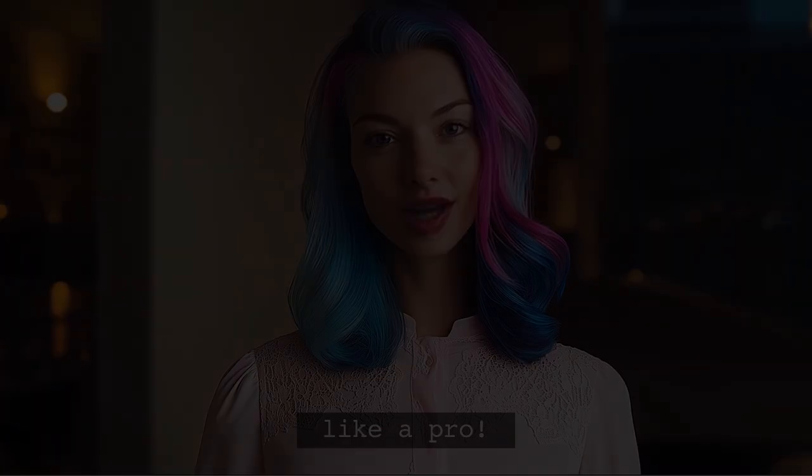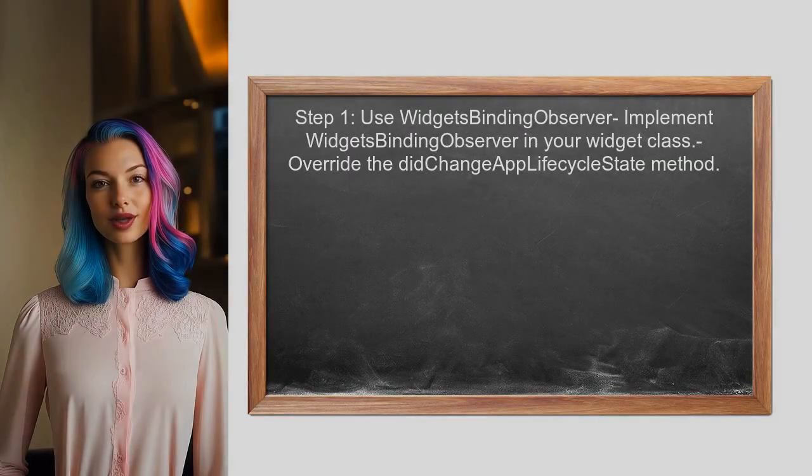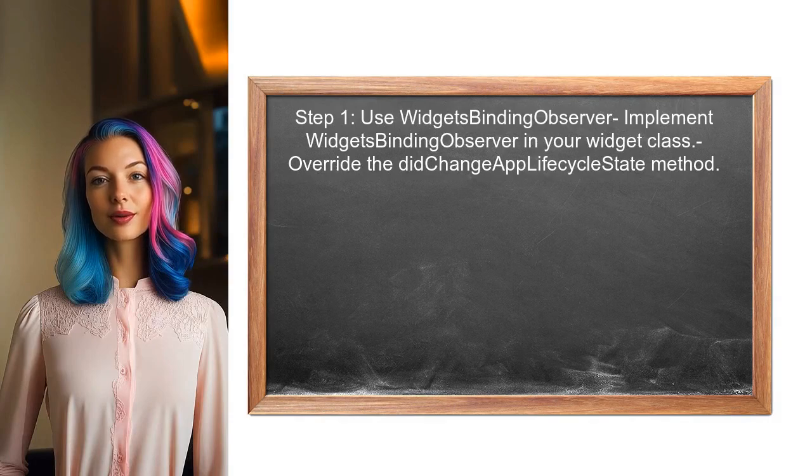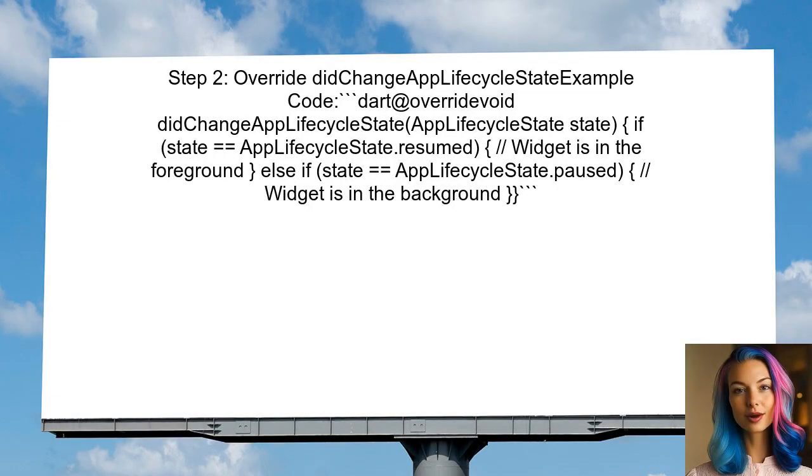To detect when a widget comes back to the foreground, the user can utilize the WidgetsBindingObserver class. This allows the user to listen for application lifecycle changes. Next, the user should override the didChangeAppLifecycleState method. This method will be triggered whenever the app's lifecycle state changes.